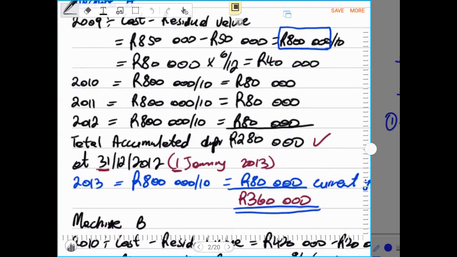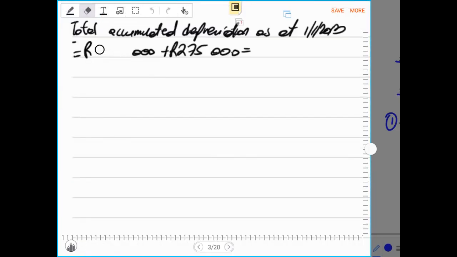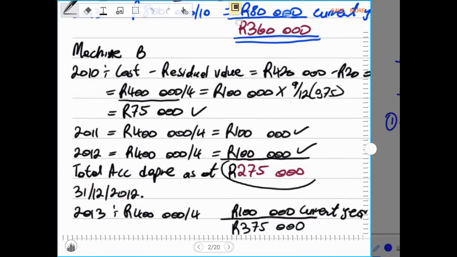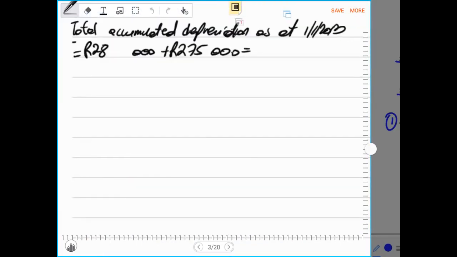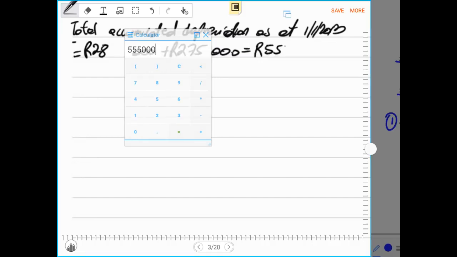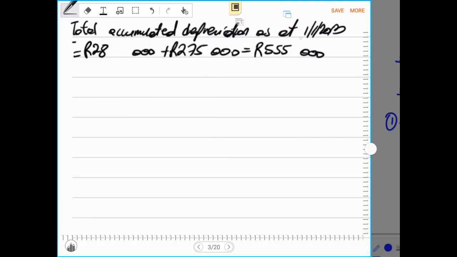No, it's not 360, it's 280,000. Sorry, 360 is the total, it's 280,000 plus 275,000. Confirm that, yes, 275,000. So the sum of the two will give us the opening balance of the accumulated depreciation. 275,000 rands plus 280,000 rands gives me 555,000 rands. So this is the opening balance on the 1st of January in the year 2013.